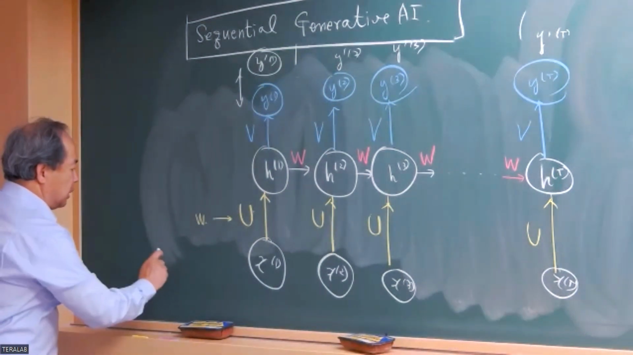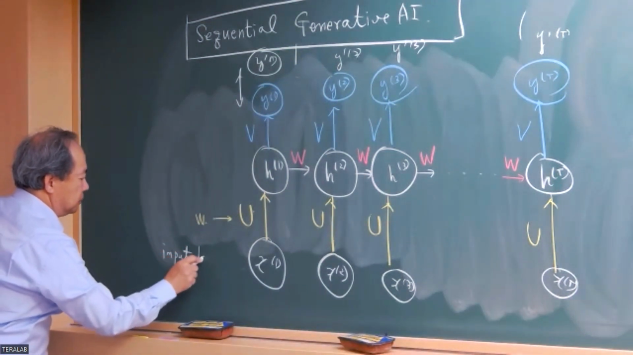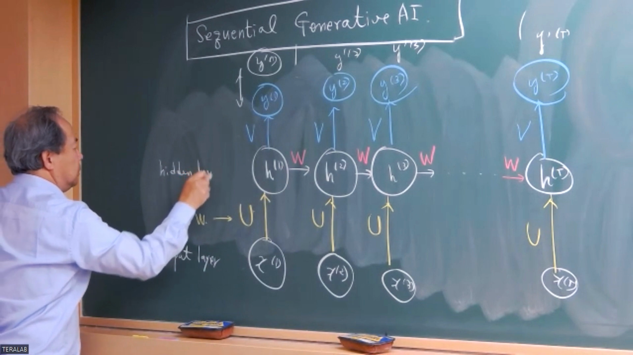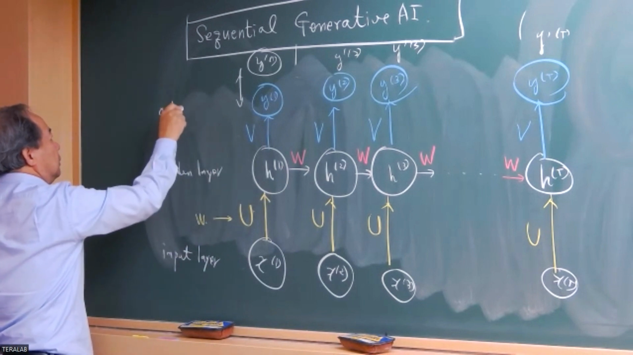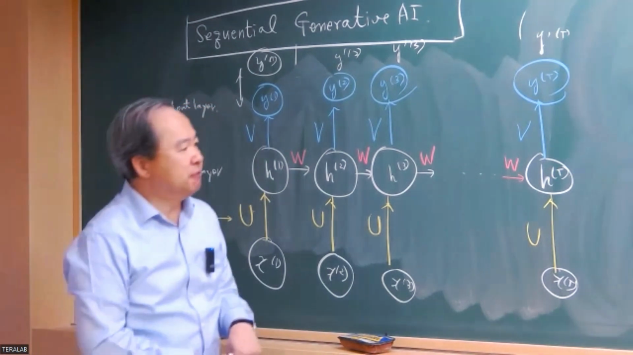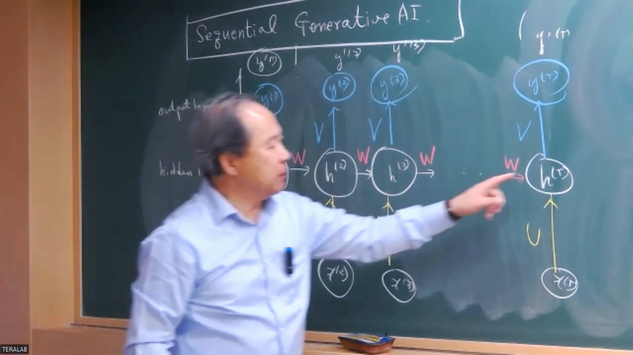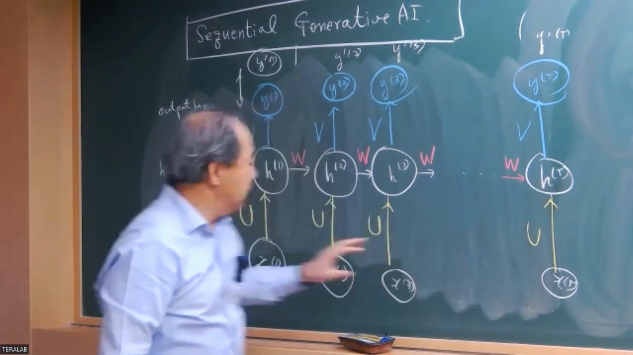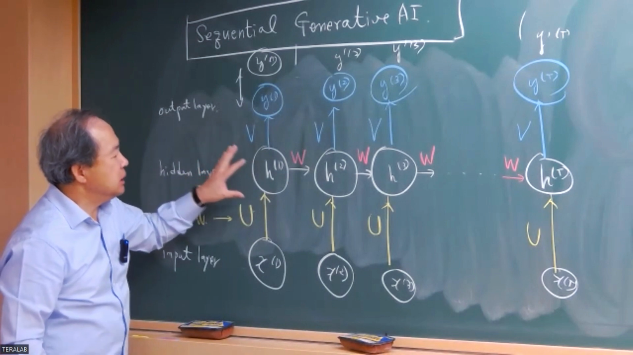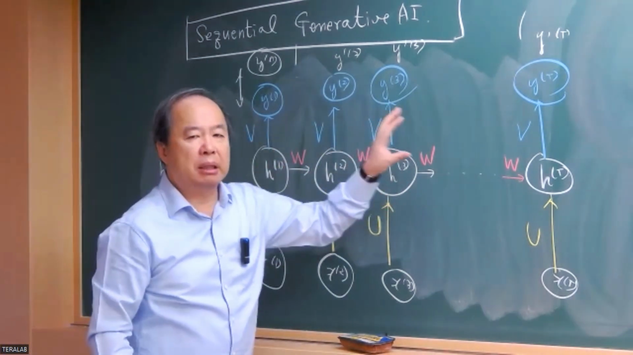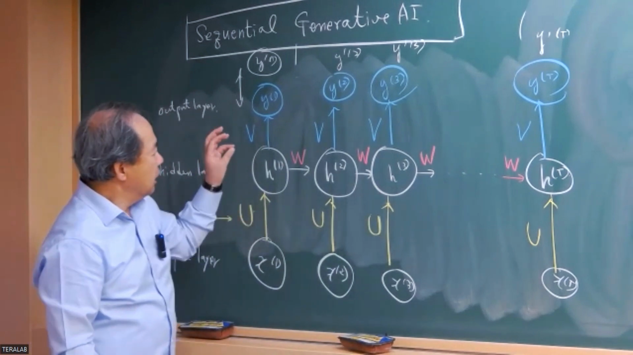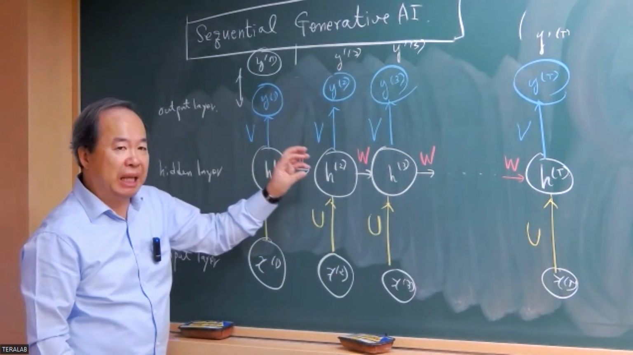So X is the input layer, H is the hidden layer, Y is the output layer. One particular feature of this RNN network is that we have time step T. And these matrices W, U, and V sequentially come back again and again. So it recurs again and again. Again, the previous hidden layer information is conveyed to the next level sequentially.